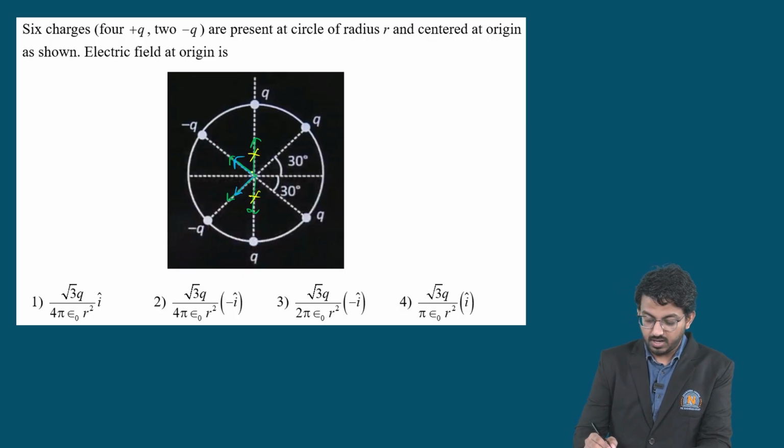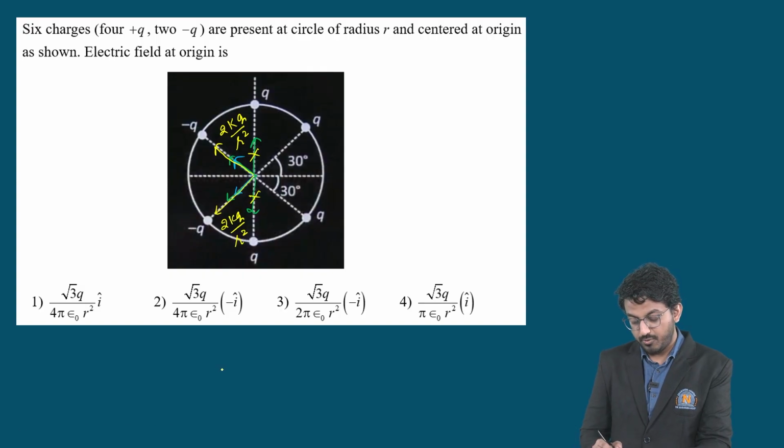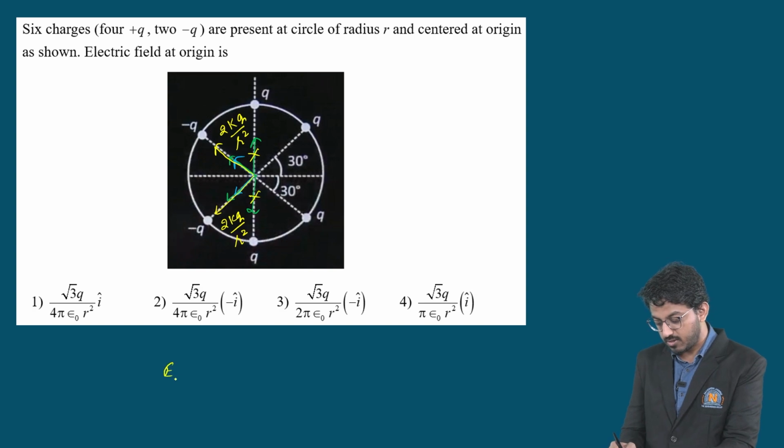So the net field here becomes 2kq by r square. Similarly, in this direction, we get 2kq by r square. For the net resultant, I need to take the cosine component. So I have 2kq by r square cosine 30, which is root 3 over 2, and I have to take 2 such components.